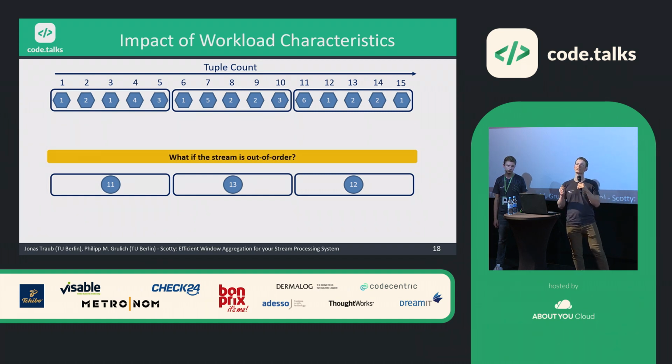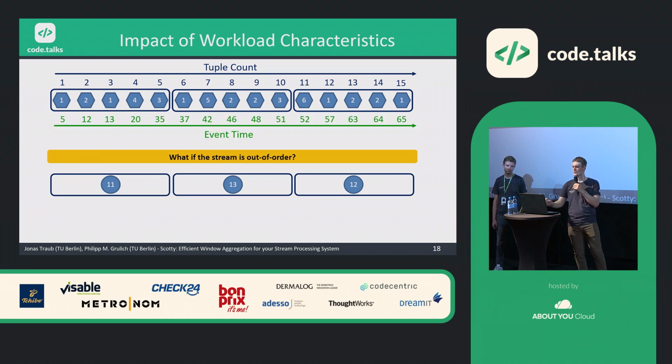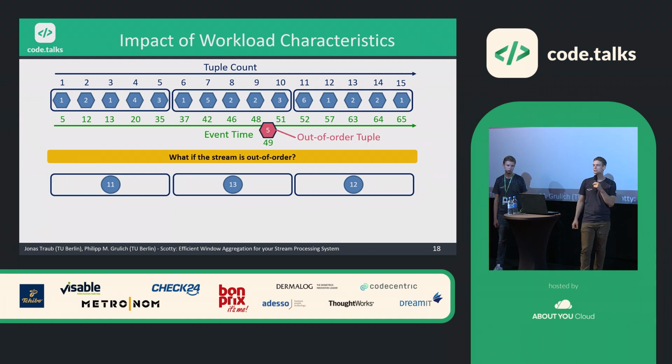And there we briefly need to think about how stream order is actually defined. Stream order is defined by the event time, so the time when a value was actually captured at the data source, which means that each of those tuples would also have a timestamp. And these timestamps define the order in which we should enumerate the tuples for the count-based window. So now the system can receive an out-of-order tuple here with the value 5 and the event timestamp 49.